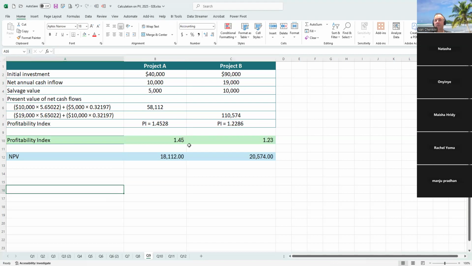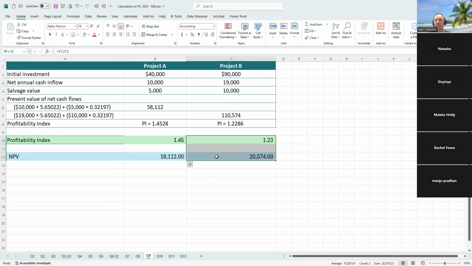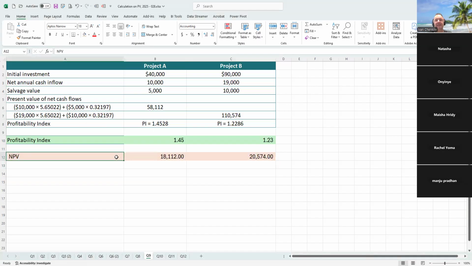Yes, in this case. No, no, no. Based on the profitability index, we're not changing, based on the profitability index. Are we choosing the project with the highest net present value? If it's based on profitability index, then it is A. So that's the thing. We always base our decision on the profitability index. We never base our decision on the net present value.